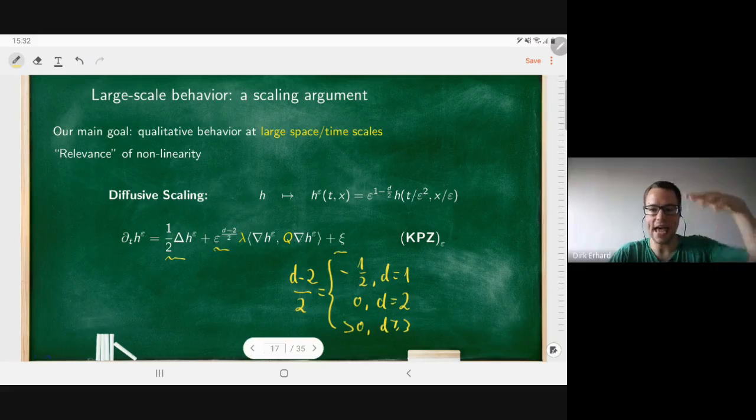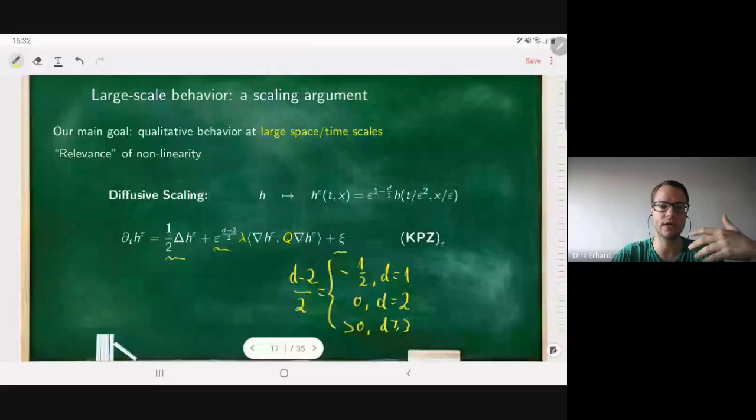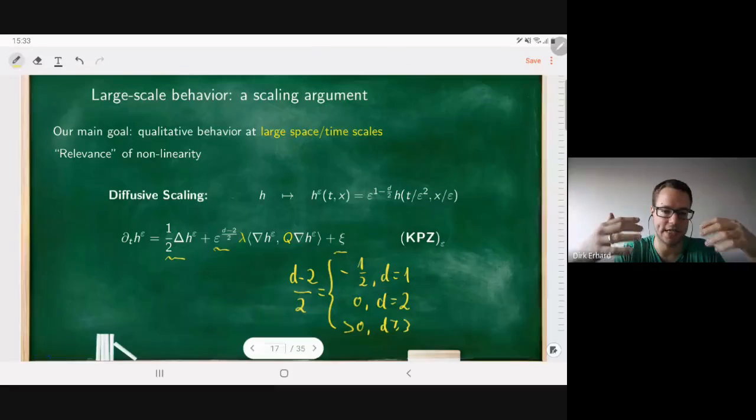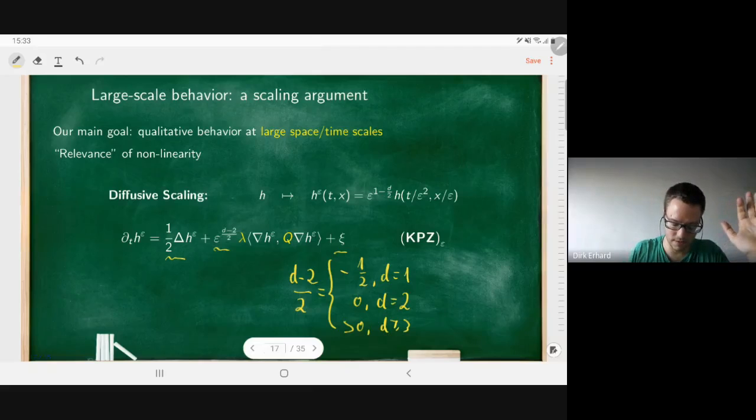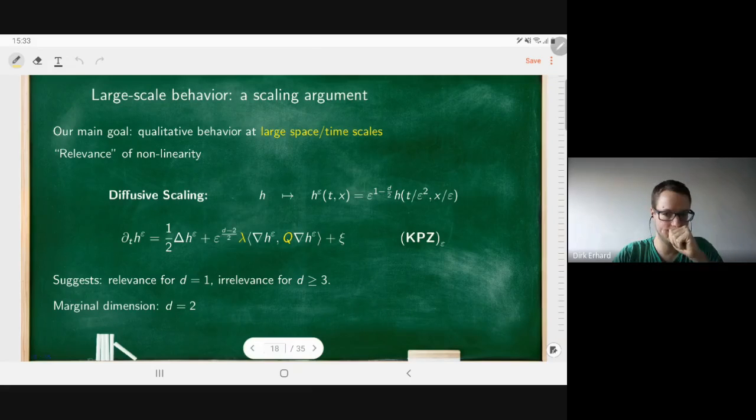So what does this mean? As epsilon tends to 0, in dimension 1, the factor explodes. In dimension 3, the factor goes to 0. In dimension 2, nothing really happens. The equation is scaling around. So this suggests that there are three regimes. The one-dimensional regime, where the nonlinearity really should matter, because it formally explodes as epsilon goes to 0. The three-dimensional, high-dimensional regime, where the nonlinearity should not really matter, because as you send epsilon to 0, it formally goes to 0. And then the marginal case. Yeah? So this is what it really suggests. Okay.